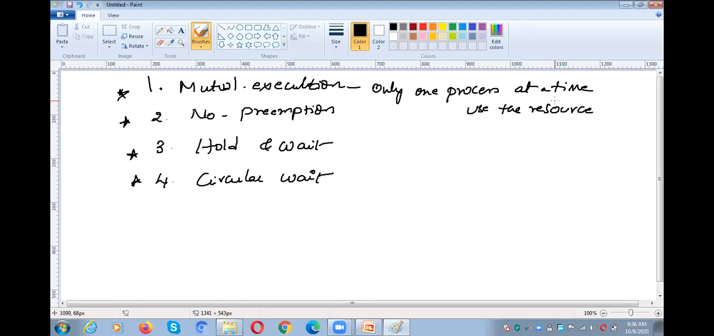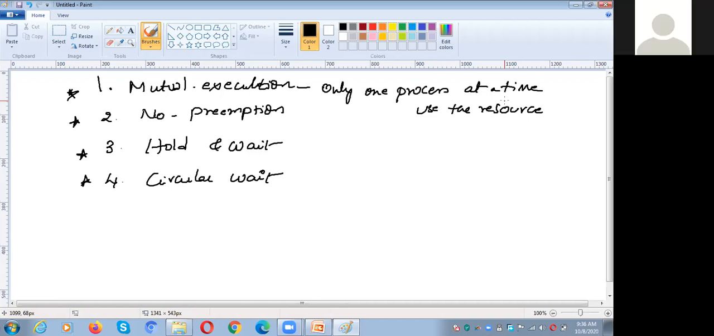That means the process requested the resource. If it is available, the operating system will allocate the resource to the process, and then the process will use the resource, and it will release the resource at the end of the task only. That means after termination only, the resource is available to some other process. We cannot take the resource from the process at the time of execution. That is called no preemption.